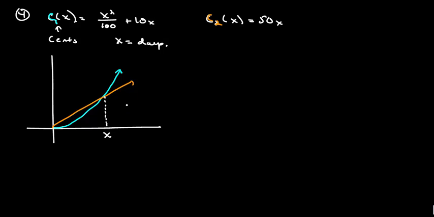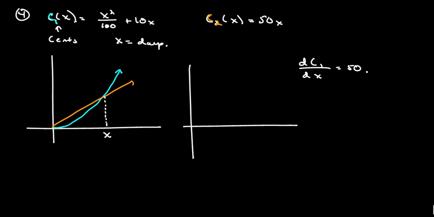The other way we could look at this is we could take a look at the derivative. And we could say for this derivative, when is it going to be equal to 50? So when is the change in cost 1 with respect to the change in time equal to 50 cents per day? So the derivative of this equals the derivative of this.